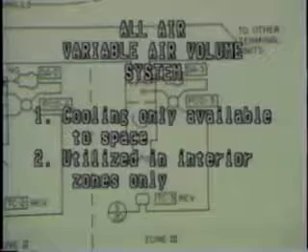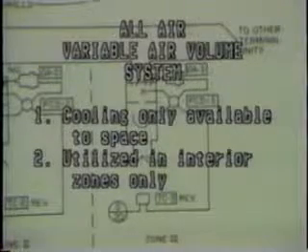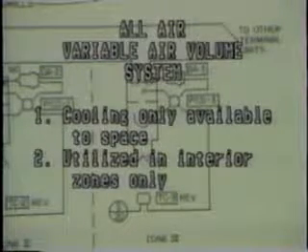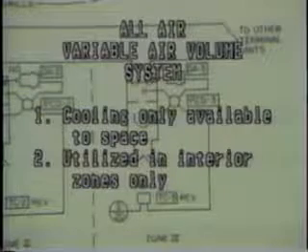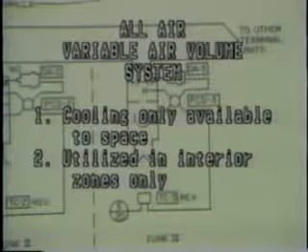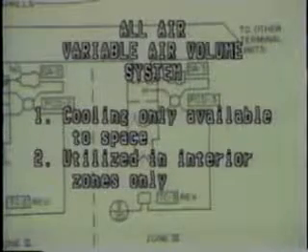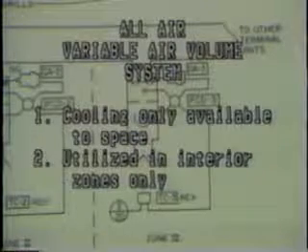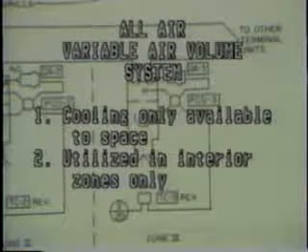On this graphic of an all-air variable air volume system, remember the following conditions exist. 1. Cooling only available to the space. And 2. They are utilized in interior zones.